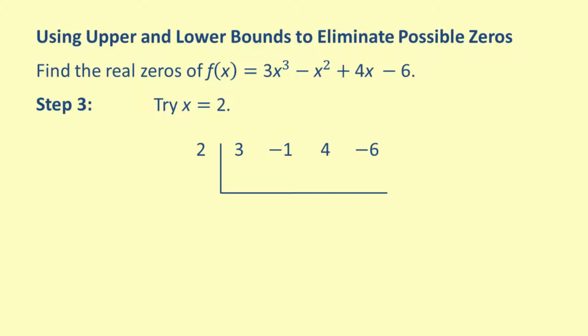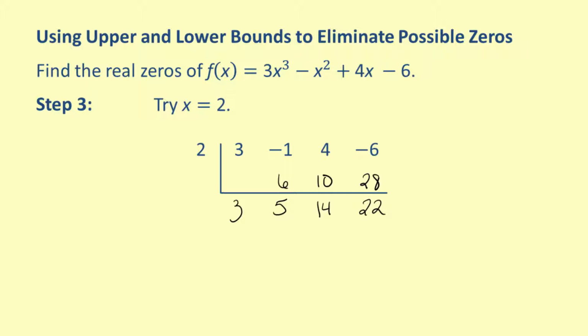Step 3. Let's try x equals 2. Use synthetic division to solve. We'll first carry down the leading coefficient, which in this case is 3. 2 times 3 is 6, so we'll write this under negative 1. Now we add negative 1 and 6 to get 5. 2 times 5 is 10, so we'll write 10 under the 4. Adding 4 to 10 gives us 14. 2 times 14 is 28, so we'll write this under negative 6. Negative 6 plus 28 gives us 22.